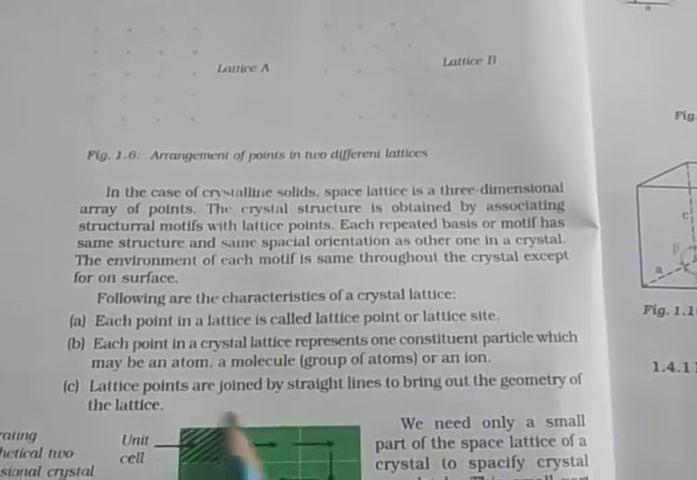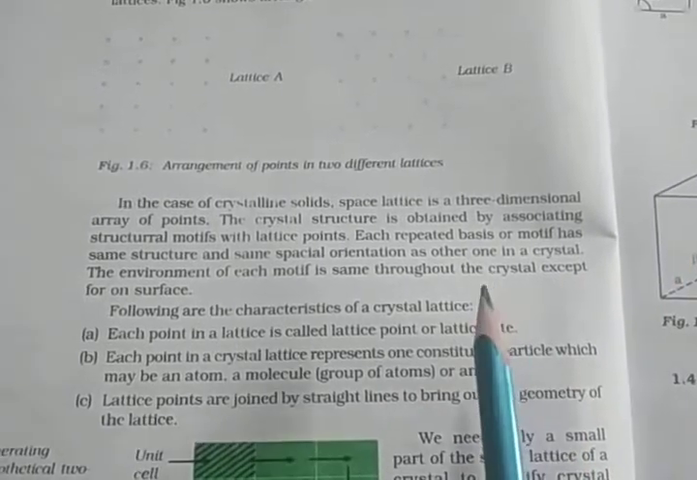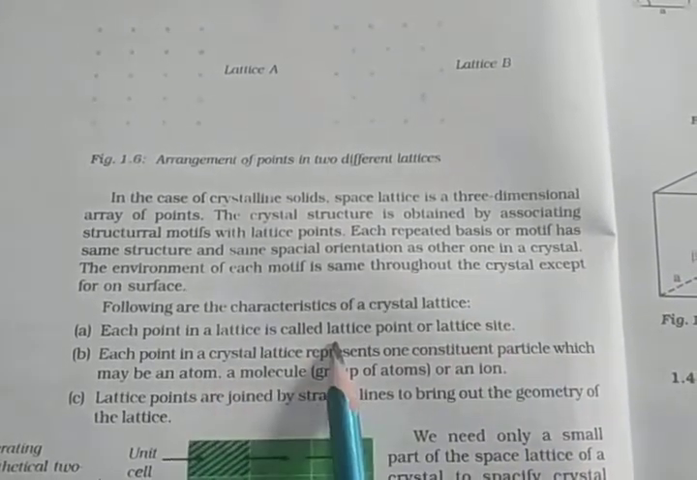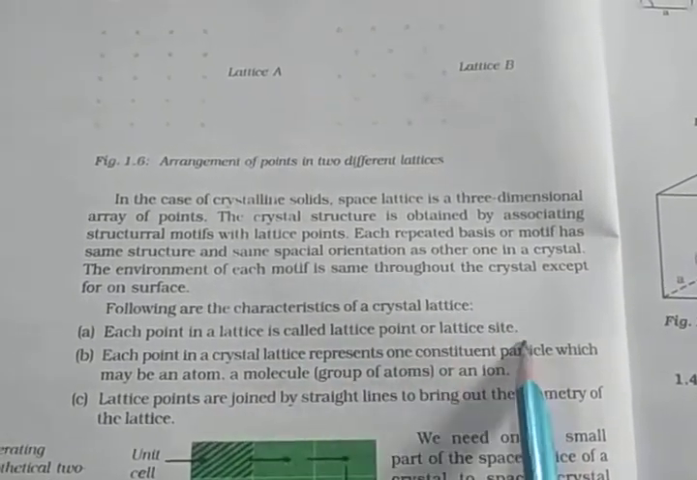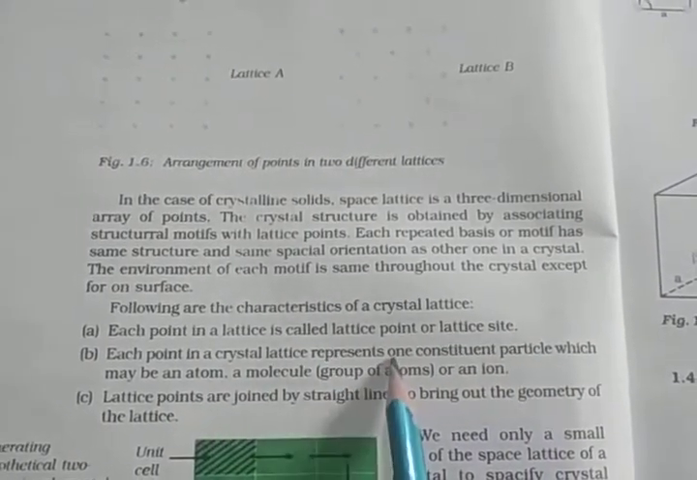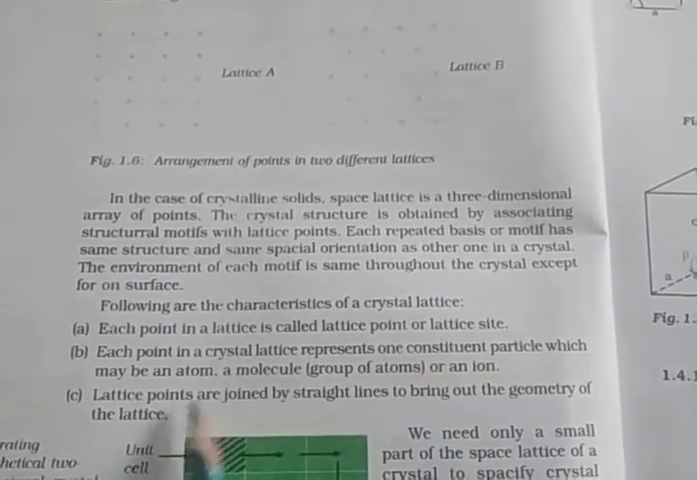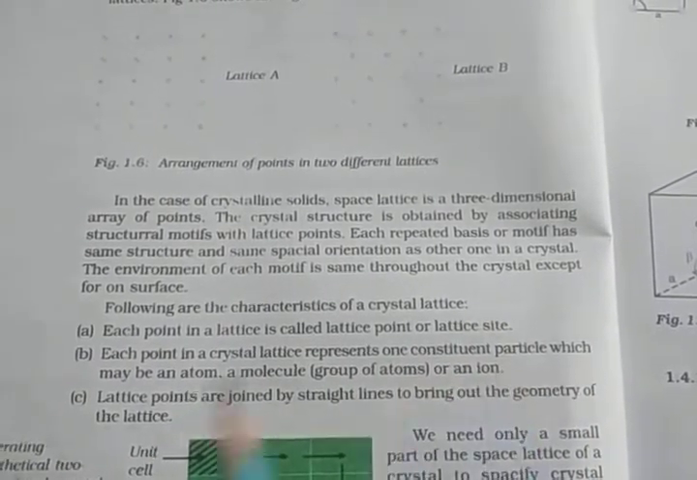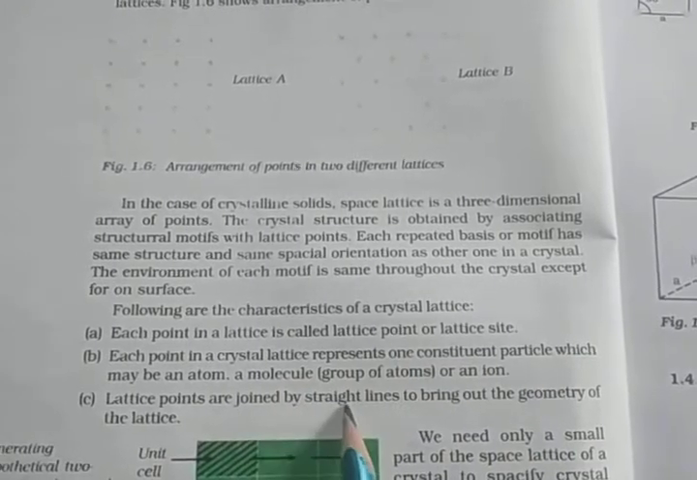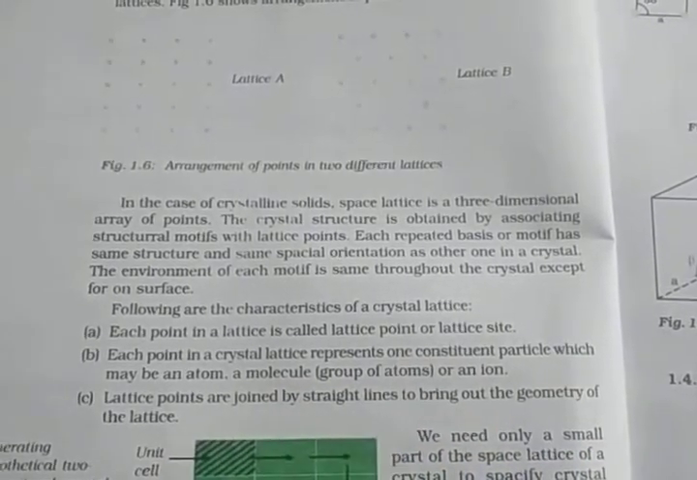So these are the characters of the crystal lattice. Clear? First, each point in a lattice is called a lattice point or lattice site. Second, each point in a crystal lattice represents constituent particles, which may be an atom, molecule or an ion. And then lattice points are joined by straight lines to bring out the geometry of the lattice.